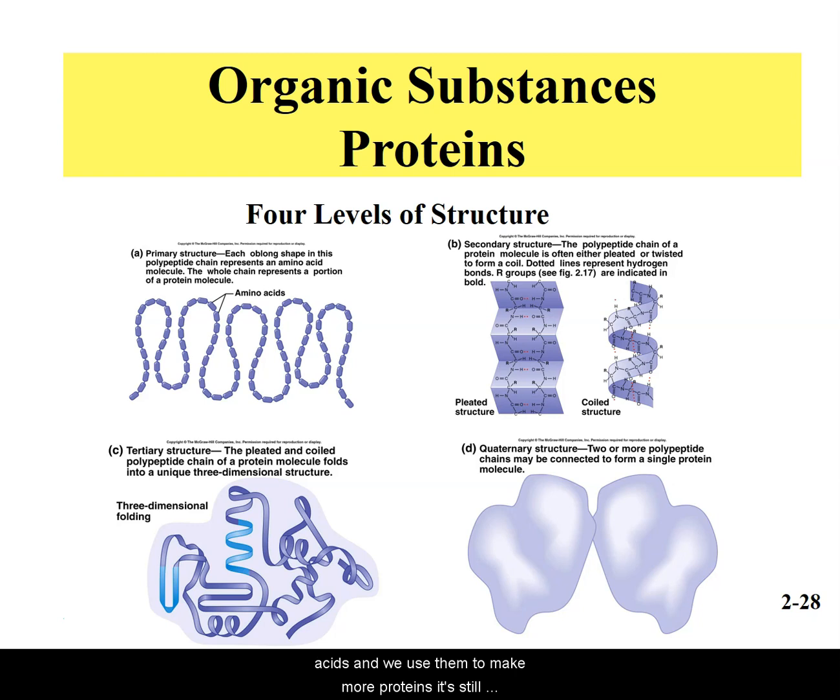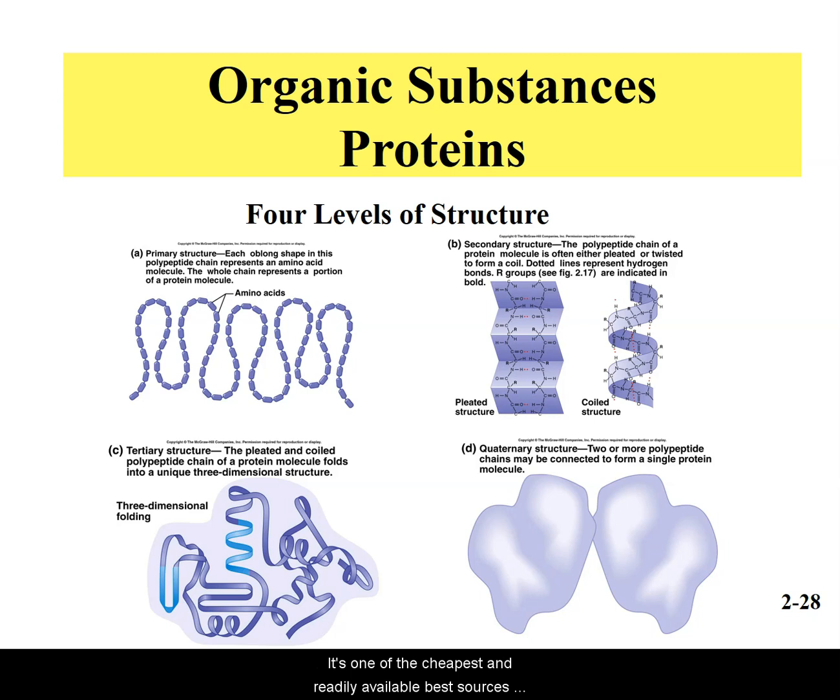We break down that protein for the amino acids and we use them to make more proteins. It's still useful for us, but some purists would say, you don't need to cook your eggs, you need to eat them raw. It's a different protein, and that is correct. It's a different type of protein. You don't have to eat it raw. The protein, after it's cooked, does denature into a different protein, but it's still good for you.